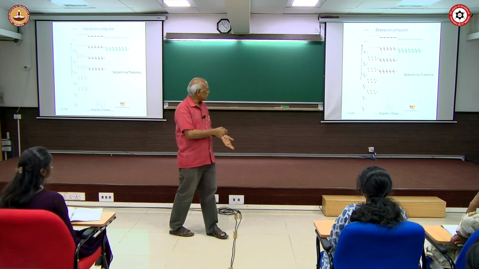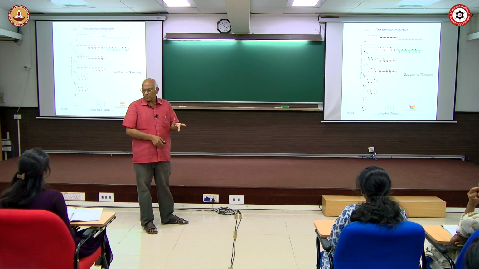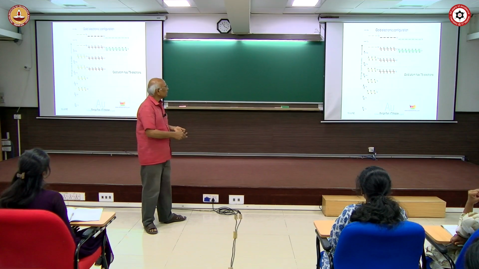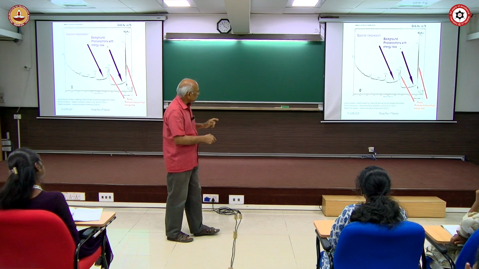You don't need to go all the way to 1s, 2s, 2p, etc. That requires very high energy. It has no meaning, right. So, let us look at the spectrum now. So, this is the spectrum. This is gold, atomic number 79. The magnesium K alpha, 1253.6 electron volt radiation, is used to record this spectrum.